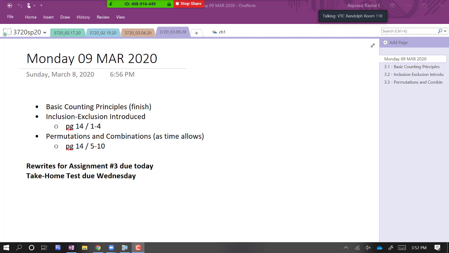Our plan for today is just to do some more counting. We stopped in the middle of one section, so we're going to finish that up, work through the next section, and then we'll see how we're doing on time. If we have time, maybe we'll talk about permutations and combinations today.